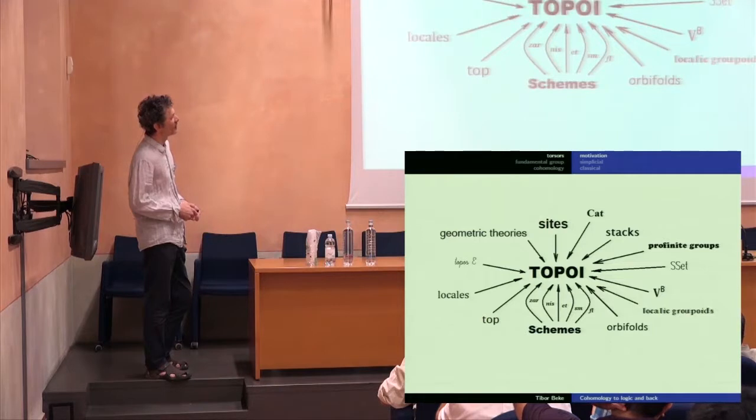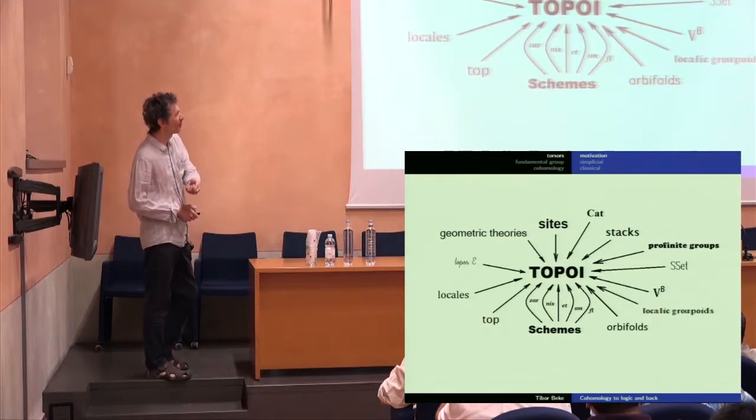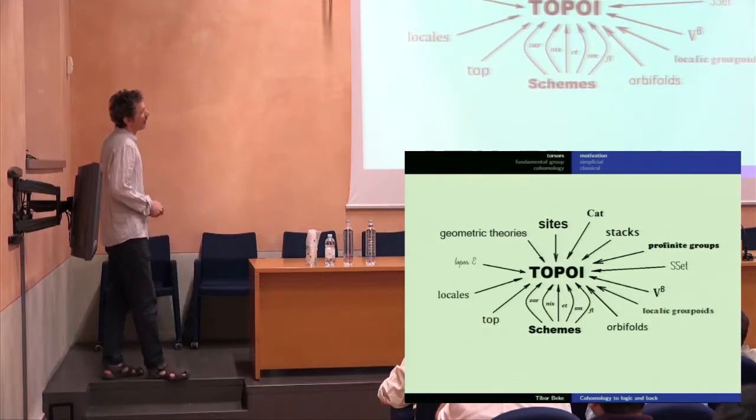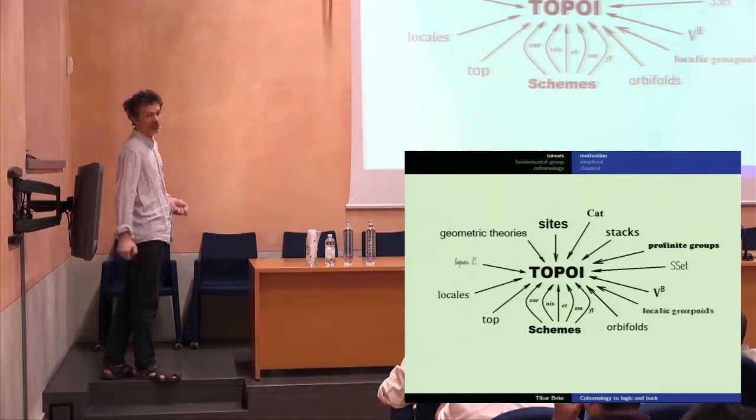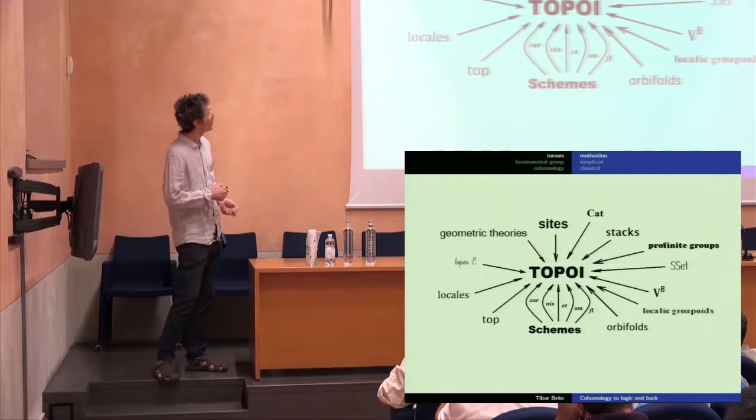Locally groupoids are universal, any topos is equivariant sets in a locally groupoid, and I think it was pointed out yesterday that there's a description of topoi, which is very strange, even as a two category, in terms of locally groupoids. And then, of course, any topos is the classifying topos of a geometric theory. What is a morphism of theories?